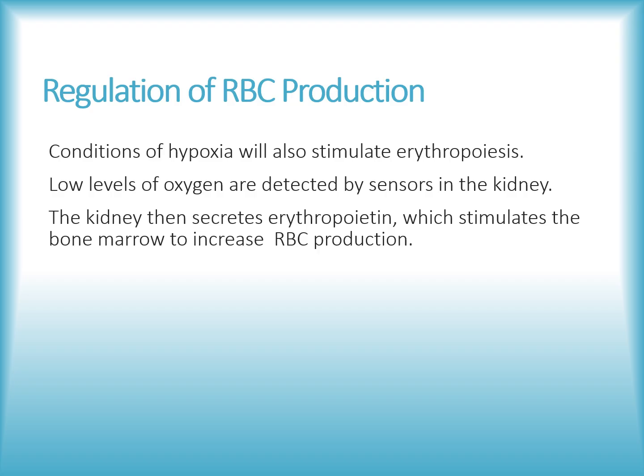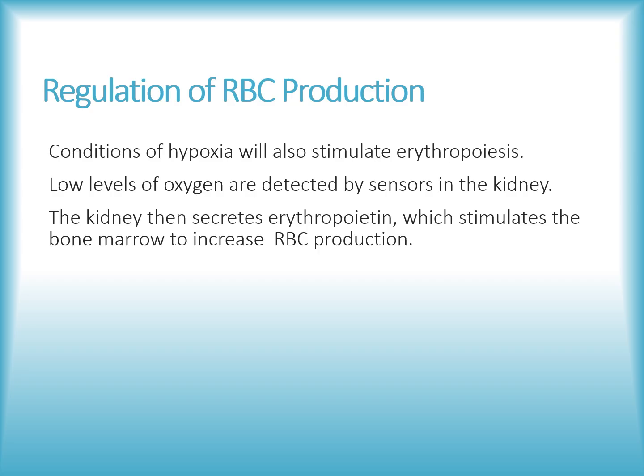So regulation of red blood cell production is going to be dependent upon a few things. Number one, conditions of hypoxia. So again, low oxygenation. If we have released all of the oxygen in the red blood cells and we still don't have enough, we become hypoxic. And that is going to stimulate the production of red blood cells within the bone marrow. And this is called erythropoiesis. So again, low levels of oxygen are detected by sensors in the kidneys.